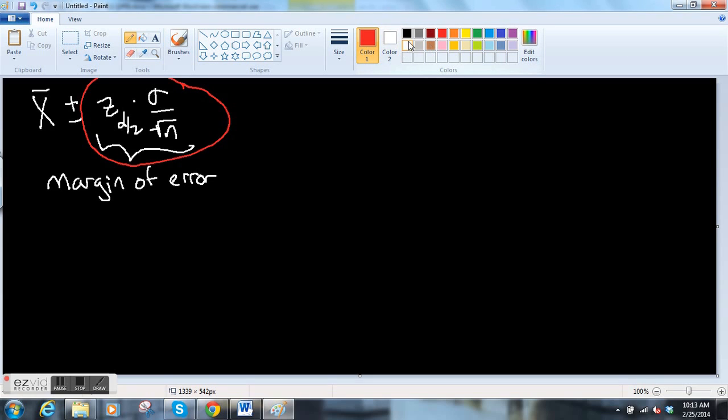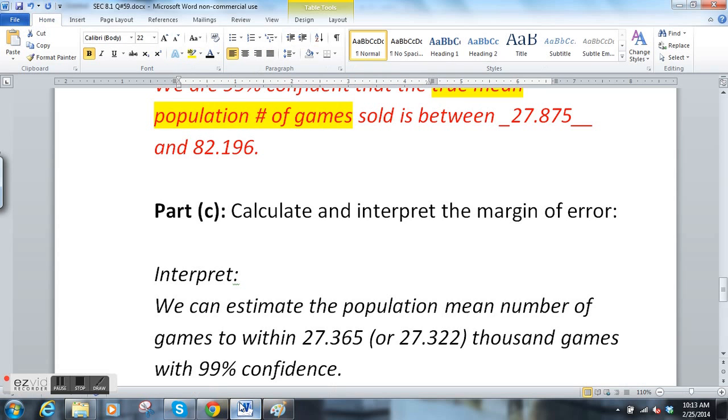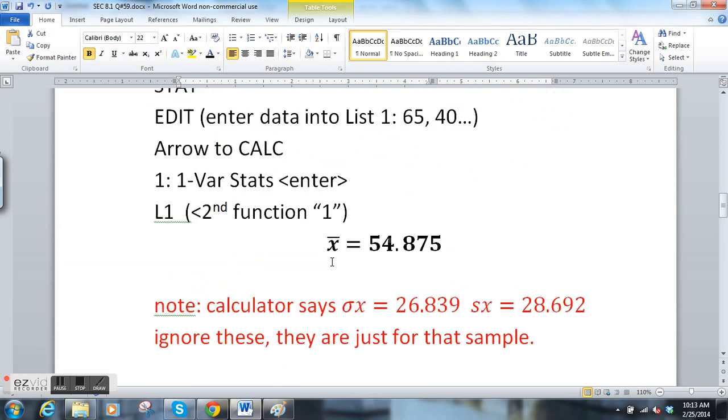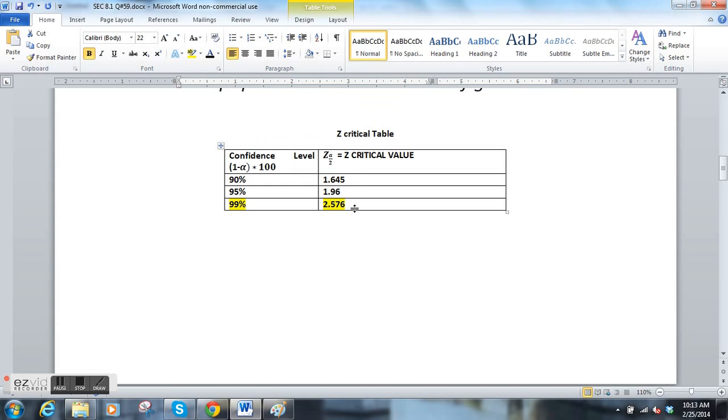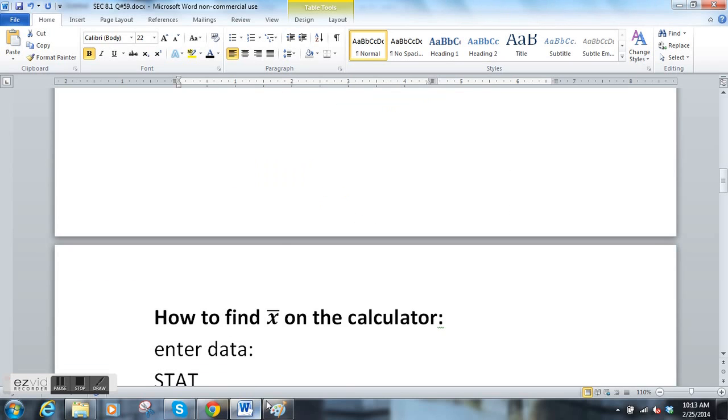So we have to quickly figure out these various pieces. Z alpha over 2 is 2.576. Where is 2.576 coming from? That is our 99% from this table. You just use this table. You will have this table on the test, so don't worry about that.